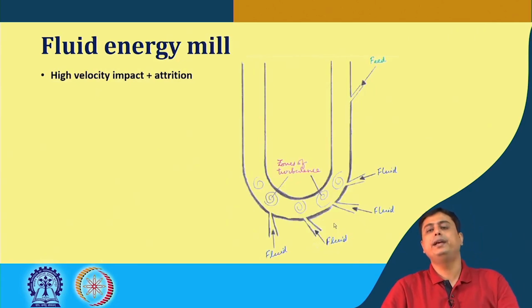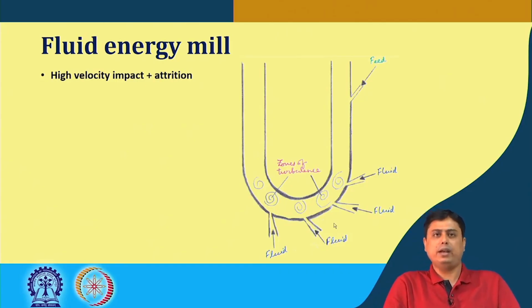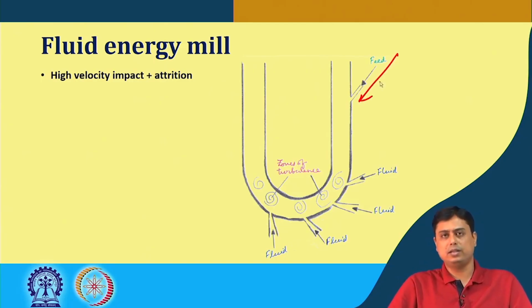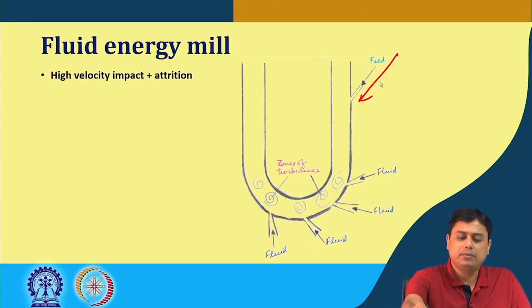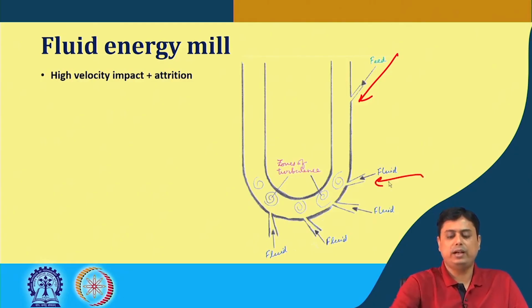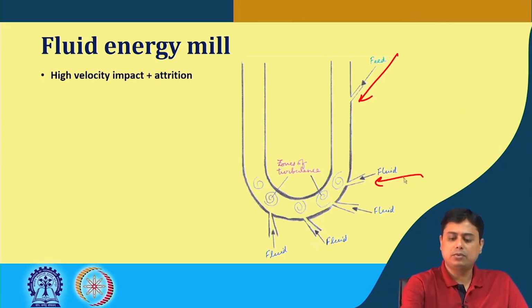In case of fluid energy mill, here we have very high velocity impact plus attrition. How it works? The feed comes in, and then it comes with a very high velocity. The fluids are injected at a very high velocity. So, this fluid or the carrier fluid that also carries the feed, as it comes with a very high velocity, it creates zones of turbulence.